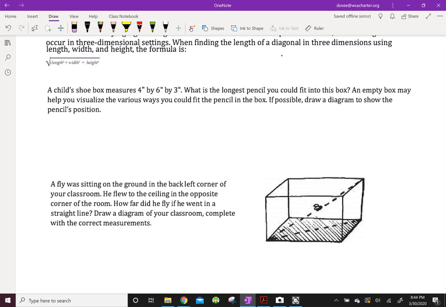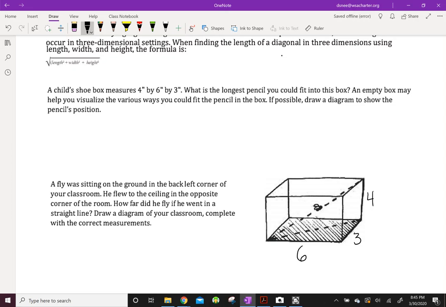I'm going to get all this out of here. So I've got this shoebox that's 4 by 6 by 3. I'm just going to use this box right here for an example. So it's 6 by 4 by 3. What is the longest pencil you could fit inside this box? An empty box may help you visualize the various ways you could fit a pencil in the box. If possible, draw a diagram to show the pencil's position.